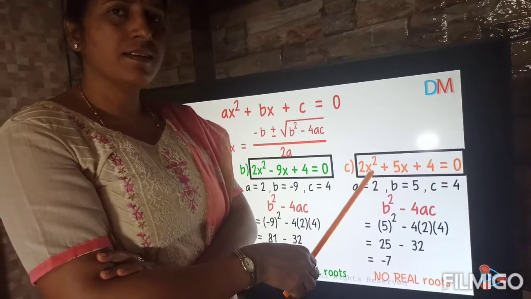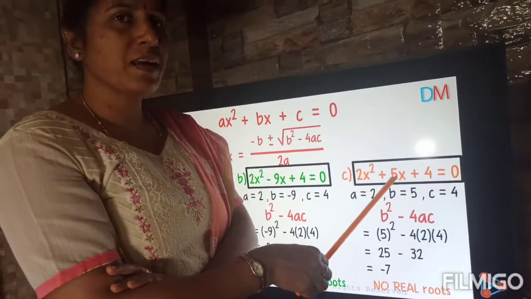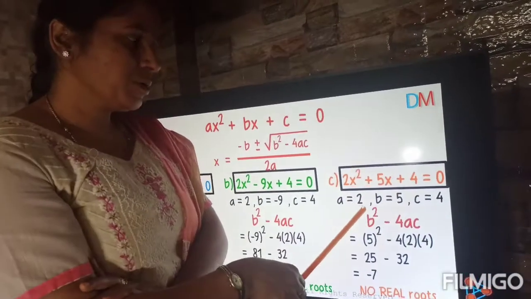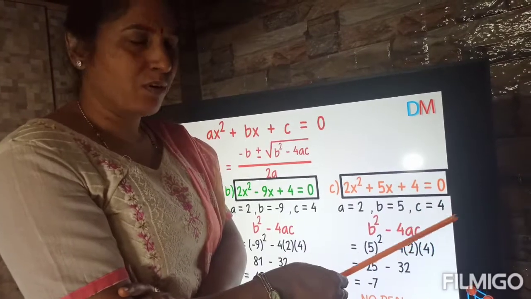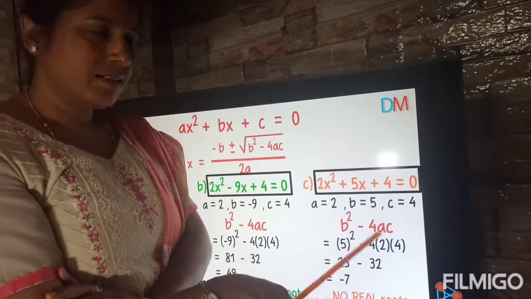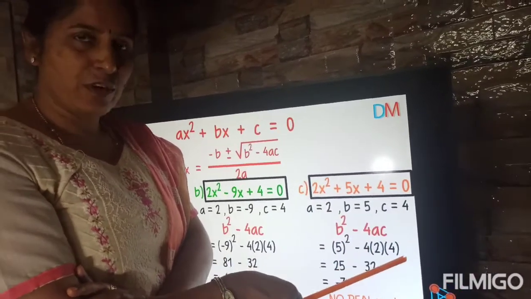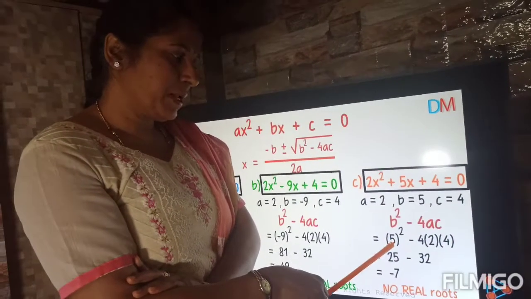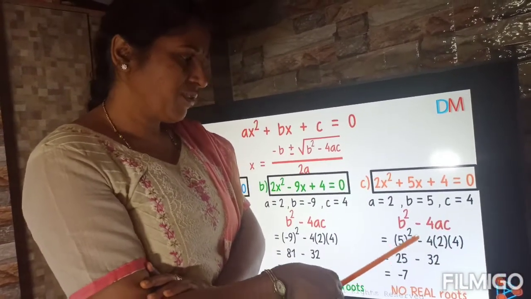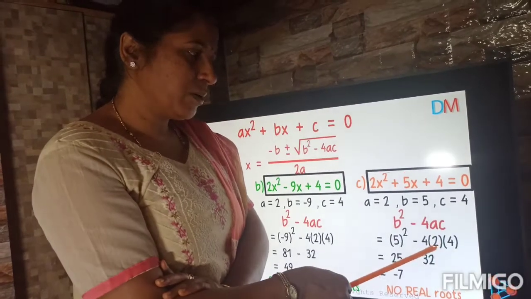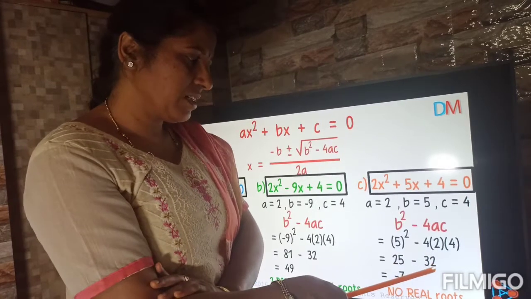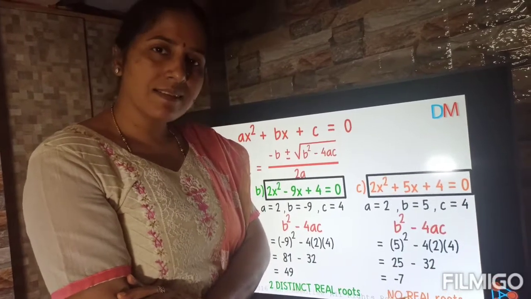In the third example, the equation is 2x square plus 5x plus 4 is equal to 0. a is 2, b is 5, c is 4. Now replace the a, b, c values in the discriminant b square minus 4ac. b replaced by 5, a replaced by 2, c replaced by 4. Then 5 square is 25. 4 into 2, 8. 8 into 4, 32. 25 minus 32, we got minus 7.